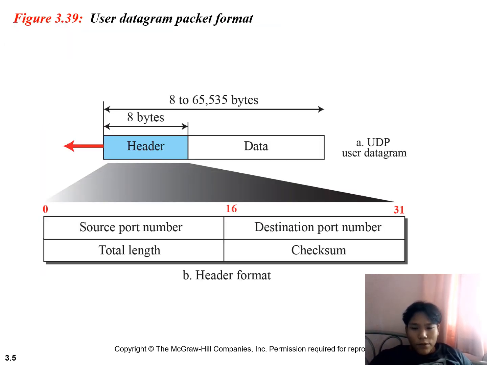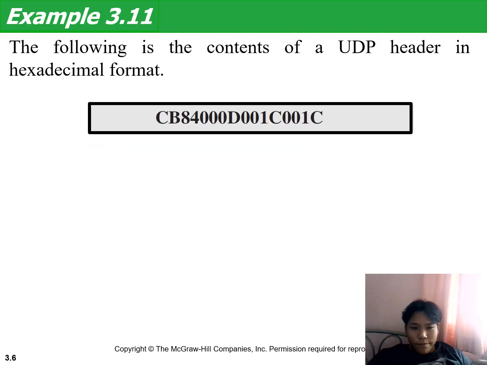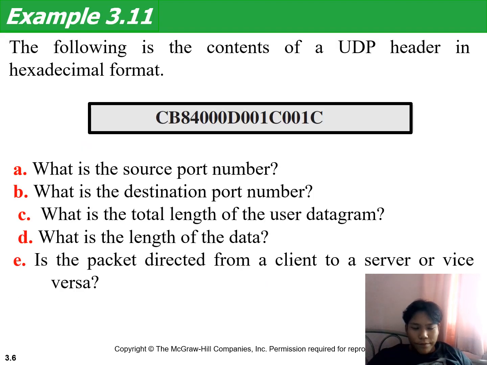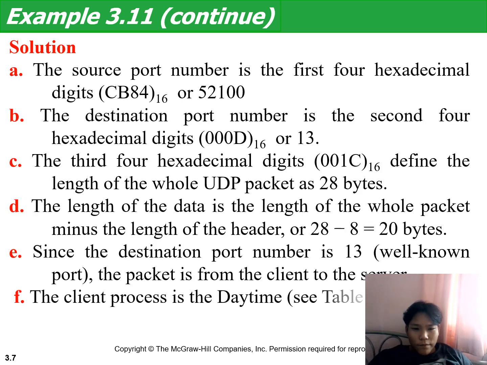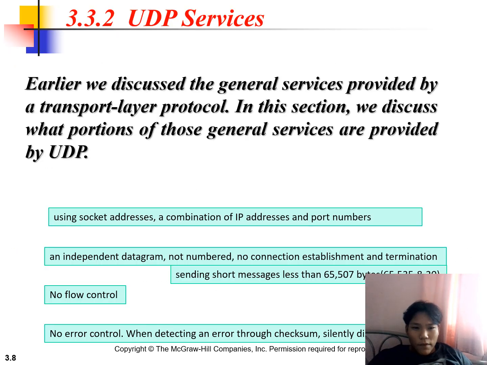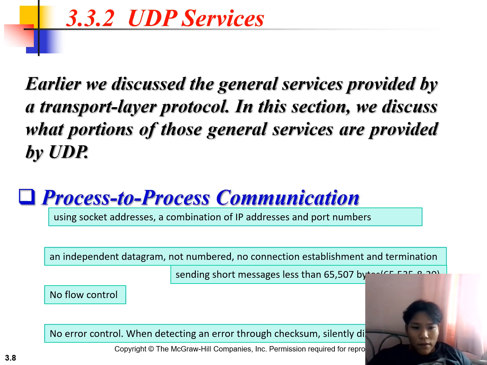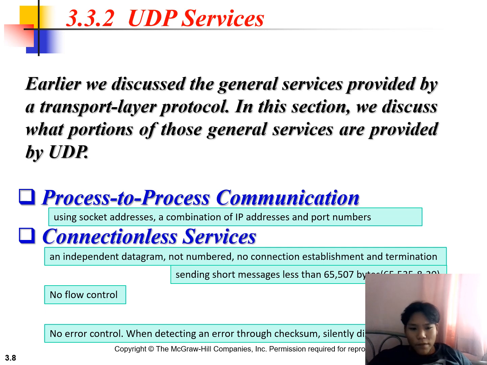So this is a user datagram. It has header and data. Header is 8 bytes. UDP service: it is process-to-process communication using socket addresses, a combination of IP address and port numbers.